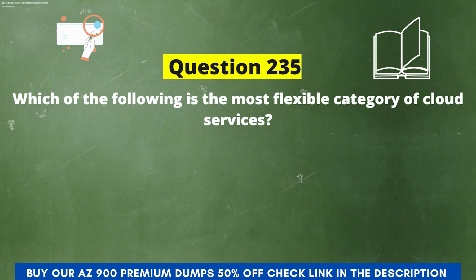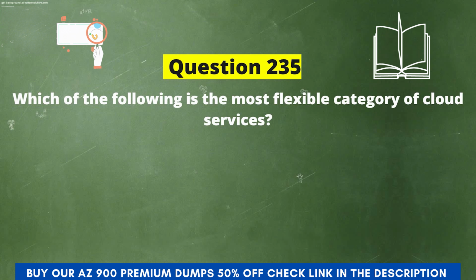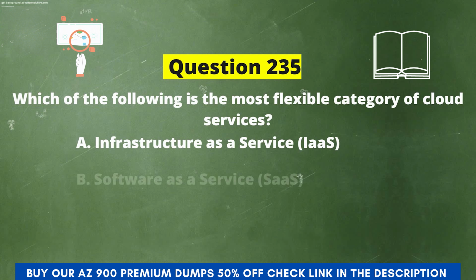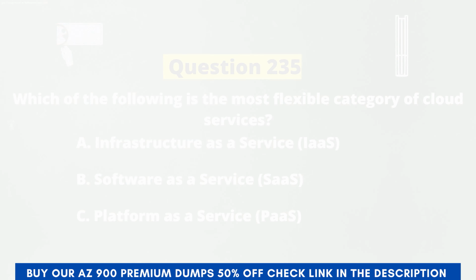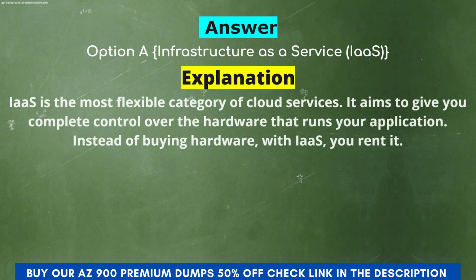Next question. Which of the following is the most flexible category of cloud services? And the options are A. Infrastructure as a service. B. Software as a service. C. Platform as a service. And the correct answer is option A. Infrastructure as a service. Explanation. IaaS is the most flexible category of cloud services. It aims to give you complete control over the hardware that runs your application. Instead of buying hardware with IaaS, you rent it.